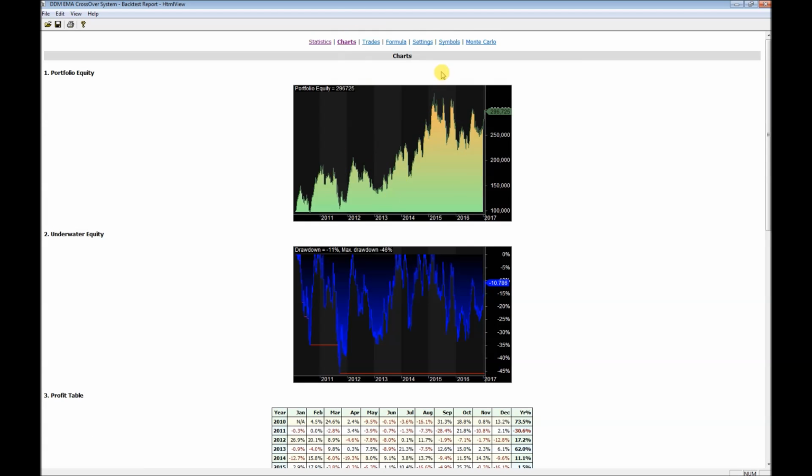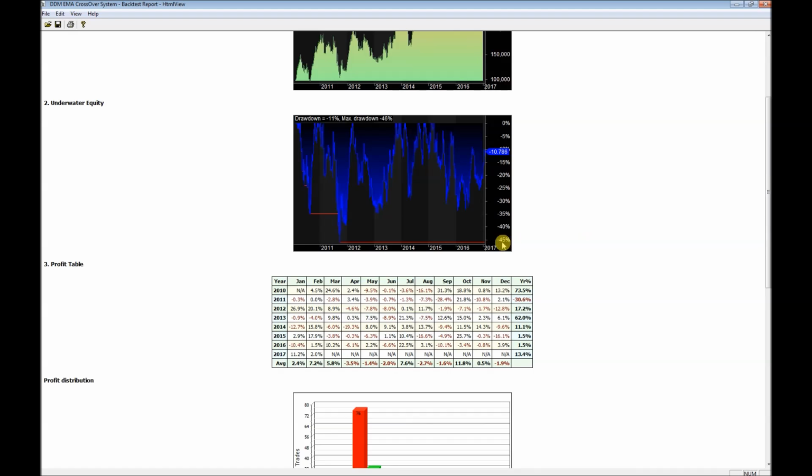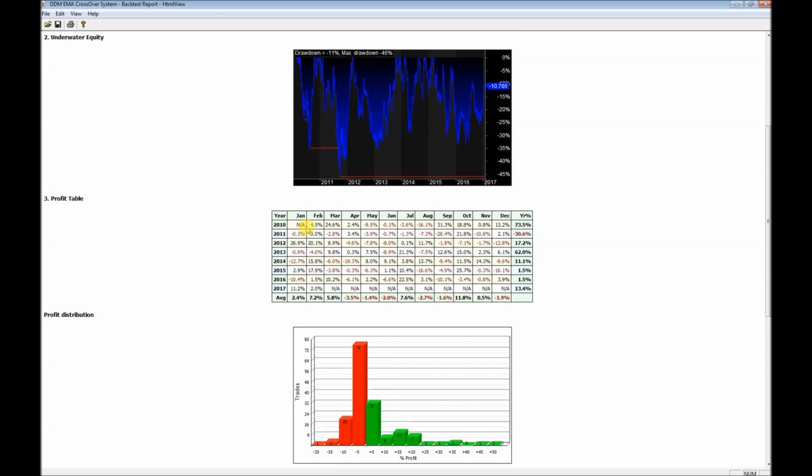So you can see the equity curve's a little bit choppy, but it is trending to the high side. And you can see here your maximum drawdown around 45%. So let's take a look here. It looks like this instrument started trading in February of 2010.